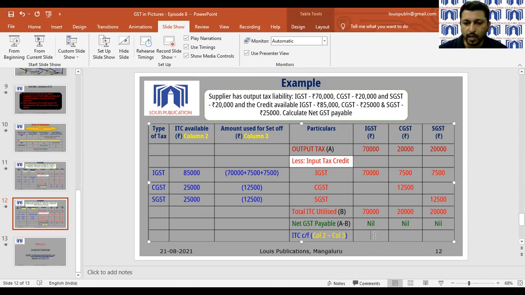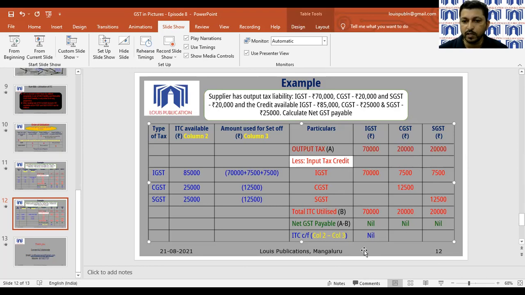Now let's come to the last row, input tax credit carried forward. So one point is very clear. When we are completely utilizing the IGST amount to settle first IGST, then CGST and SGST liability, usually input tax credit carried forward as far as the IGST column is concerned will be nil. Because sometimes the IGST credit will be more than the total output tax liability under IGST, CGST, SGST. At that time, this particular column will show a certain number.